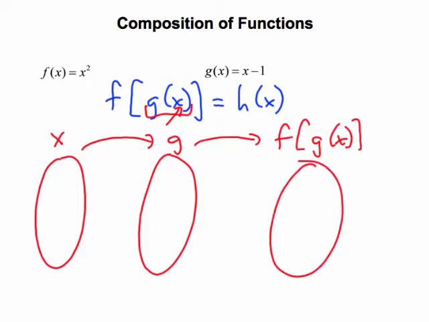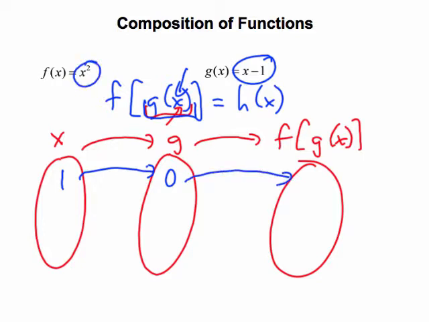Okay, let's take some specific numbers. If I take 1, I'm going to put 1 in for x, and then apply g. So 1 minus 1 would be 0 as my output for g. Now I'm going to apply operation f to that. So I'm going to do 0 squared, because that's my f function, and my output is 0. So (1, 0) is a new point on my new function, which I'll call h.